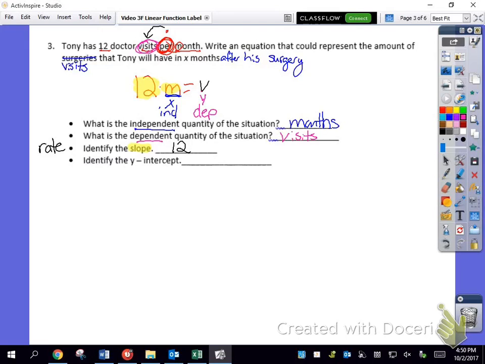Identify the y-intercept. Well, there's nothing there. There's not anything that's plus or minus. If you have 4 plus 0, isn't that the same thing as 4? Well, 12m plus 0 is the same thing as 12m. So this plus 0, that is my y-intercept. So if you don't see anything there, it's a 0.